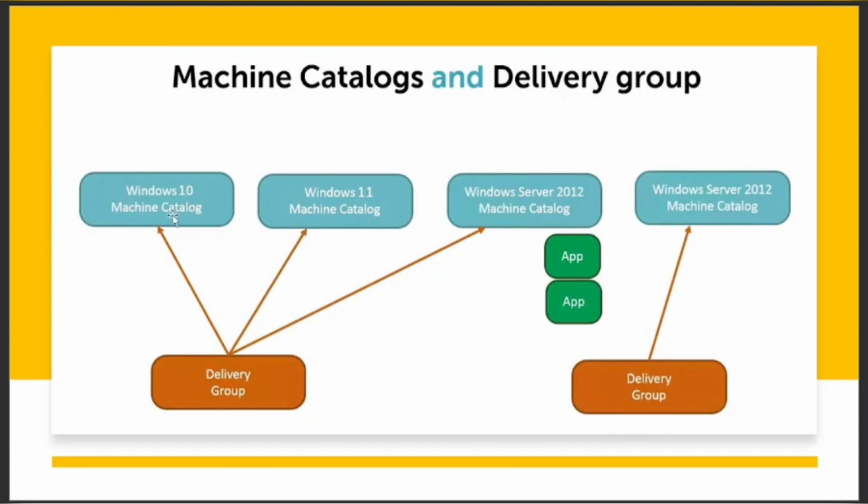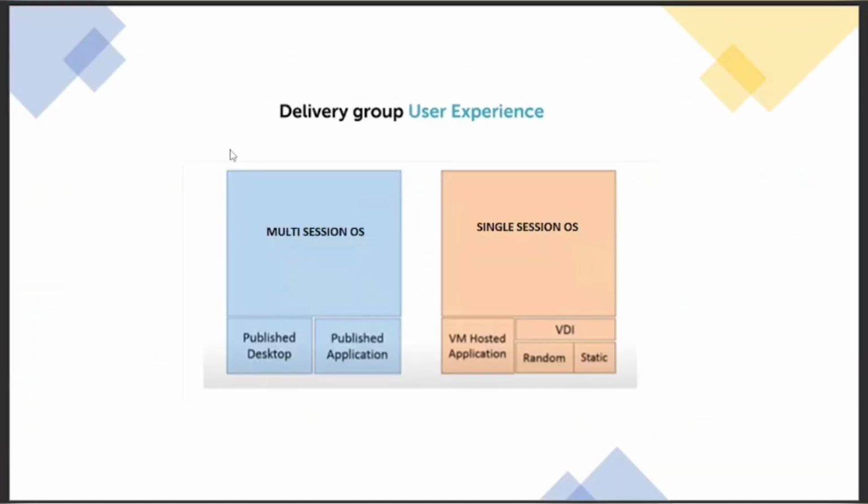Just keep in mind, Windows 10 and Windows 11 will be a single session OS, and Windows Server will be a multiple session OS. And then let's say we have another delivery group, accounting, and accounting only needs access to the Windows Server 2012 catalog. So we will create an accounting group, assign it to the second delivery group, and then that delivery group will only have access to Windows Server 2012. So this is how we create the delivery groups. Now there are two kinds of sessions.